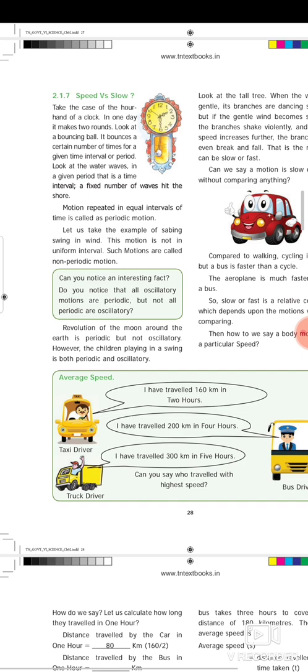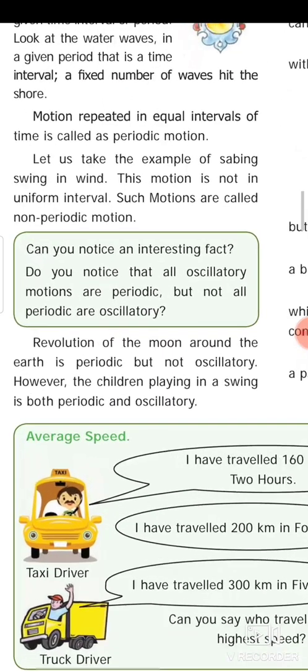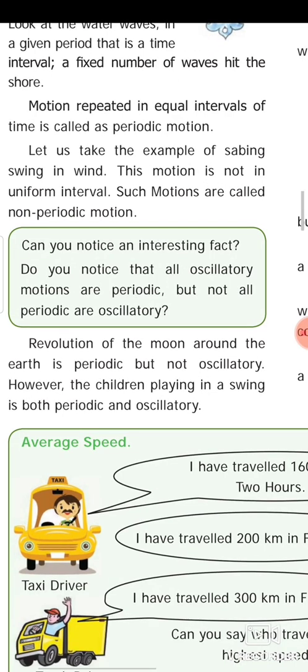So motion repeated in equal intervals of time is called periodic motion. What do you mean by periodic motion? Motion repeated in equal intervals of time is known as periodic motion. If I give you a few more examples, you can easily understand what periodic motion is. Very common examples are the hour hand and the minute hand.